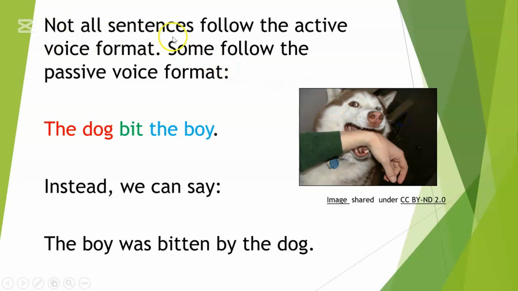Now, not all sentences follow the active voice format. Some follow the passive voice format. So we can say, the dog bit the boy, but instead of that, we can say, the boy was bitten by the dog. So the dog bit the boy, this is active. The boy was bitten by the dog, this is passive.